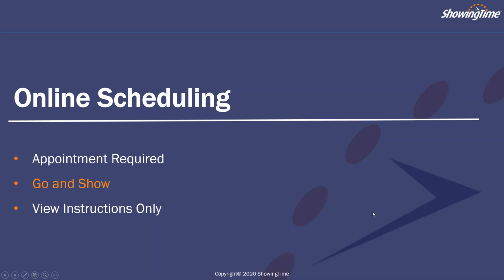All right, next, as a listing agent, you can also configure your listings as a go and show. And with a go and show, agents will still need to pick an available date and time to show the property. But once they do, those appointments will be confirmed automatically and confirmation notices sent out to all parties right away. So this one's popular with vacant homes on lockbox.